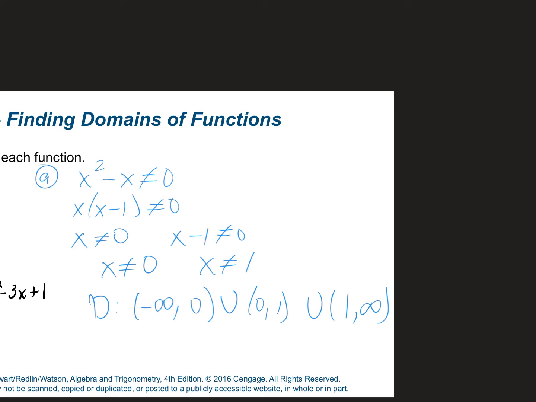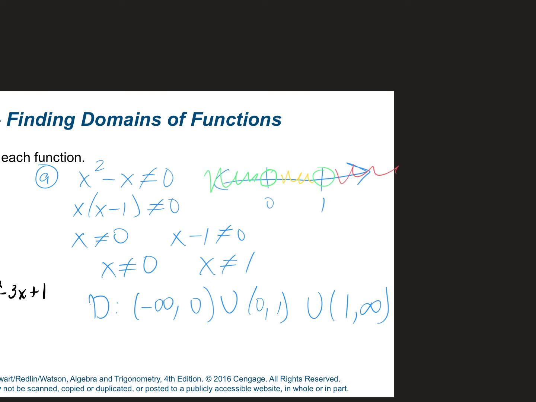If you guys don't see that, go ahead and graph it. Here's 0. Here's 1. What are the two numbers that you can't use? 0 and 1. So you can't use 0. You can't use 1. But you can use everything else. So visually you can see, I can use everything over here, everything in here, and everything here. I just can't use 0 or 1.